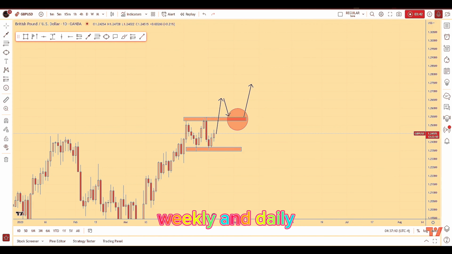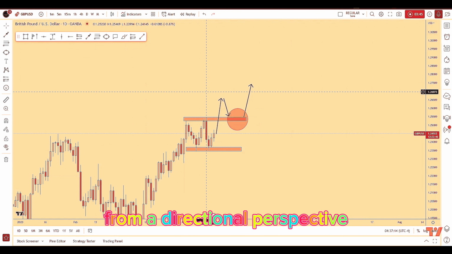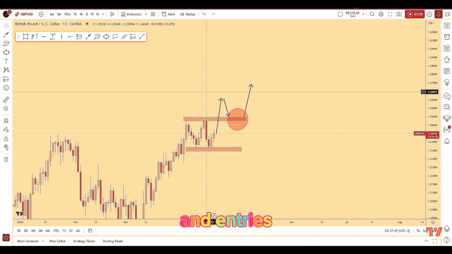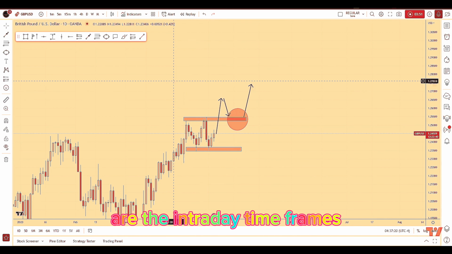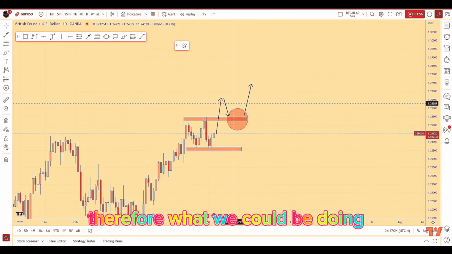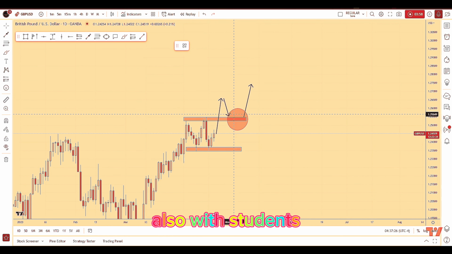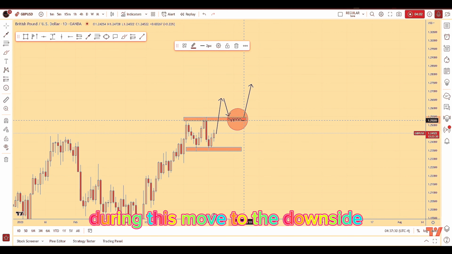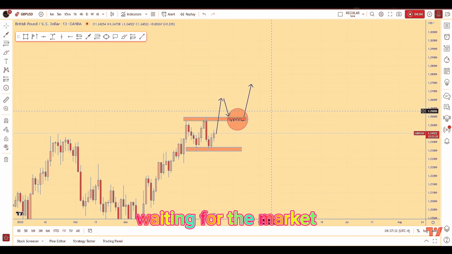The monthly, weekly, and daily, those are the best time frames from a directional perspective. However, when it comes to confirmations and entries, the best time frames are the intraday time frames, so 4 hour and lower. Therefore, what we could be doing potentially also with students is monitoring price action from an intraday perspective during this move to the downside, waiting for the market to shift from an intraday bearish market as we would have to an intraday bullish market.